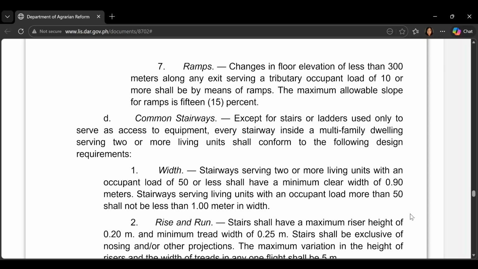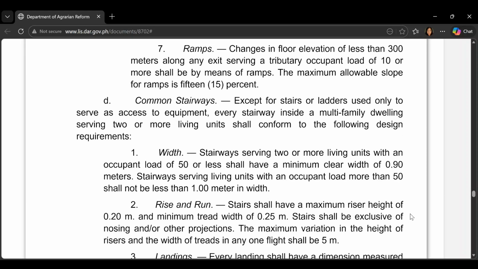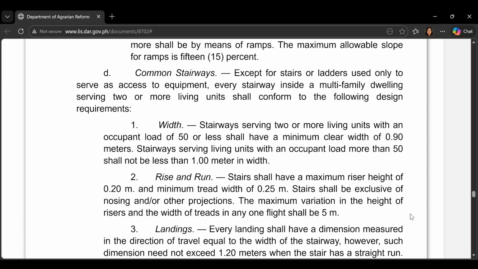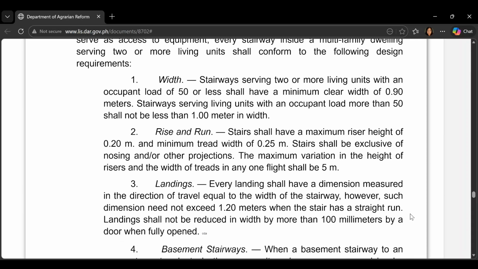D. Common stairways. Except for stairs or ladders used only to serve as access to equipment, every stairway inside a multi-family dwelling serving 2 or more living units shall conform to the following design requirements. 1. Width. Stairways serving 2 or more living units with an occupant load of 50 or less shall have a minimum clear width of 0.9 meters. Stairways serving living units with an occupant load of more than 50 shall not be less than 1 meter in width.